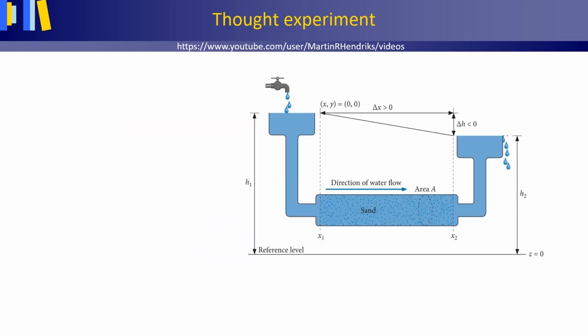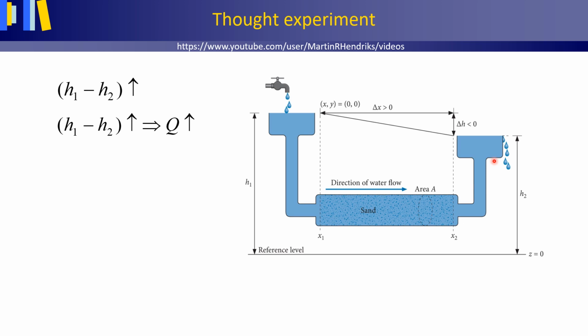Let's do a thought experiment. What would happen if we would enlarge the difference between the hydraulic heads H1 and H2? For this, we could raise the left reservoir to a new fixed higher position, or lower the right reservoir to a new fixed lower position, or do both. Intuitively, you would think that the volume flux, or another word for this, the discharge in cubic meter per day, would increase. So when H1 minus H2 increases, Q increases.